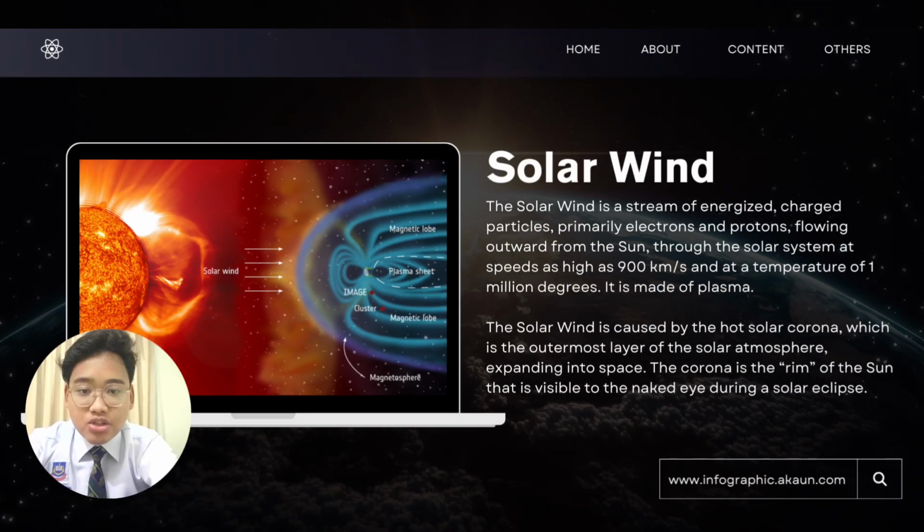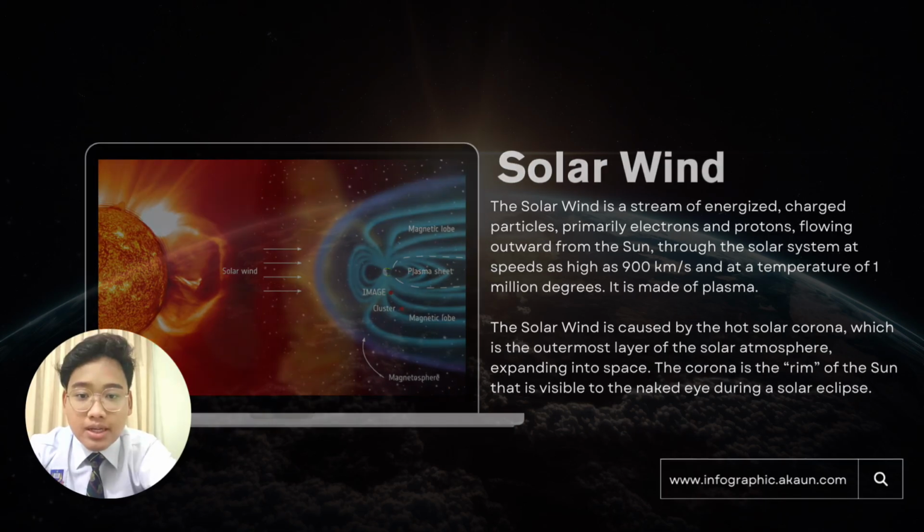Solar wind is a stream of energized, charged particles, primarily electrons and protons, flowing outward from the sun through the solar system at a speed of 900 kilometers per hour at a temperature of 100 million degrees. It is made of plasma. The solar wind is caused by the hot corona, which is the outer layer of the sun's atmosphere.